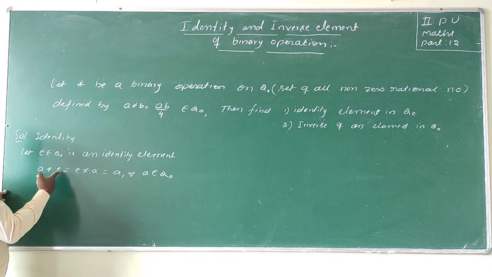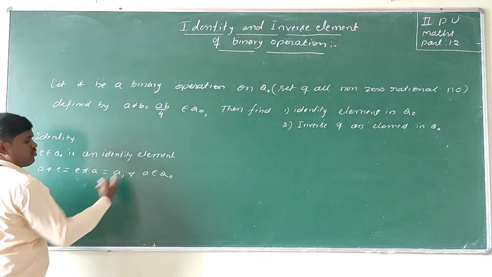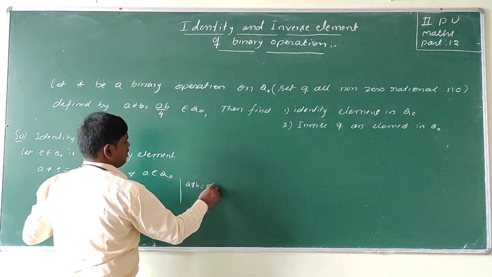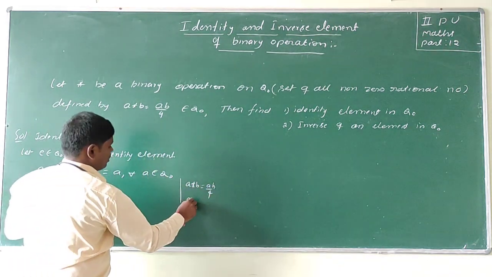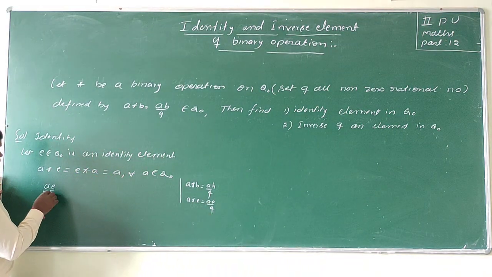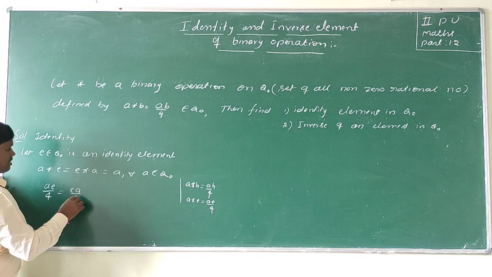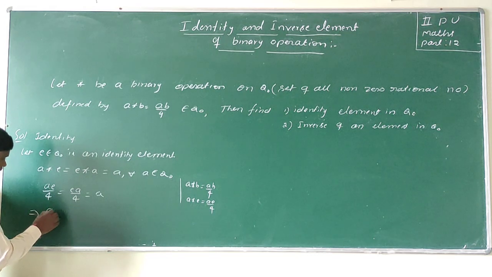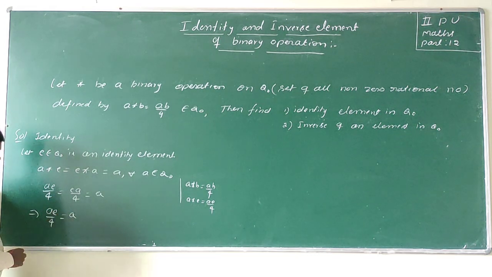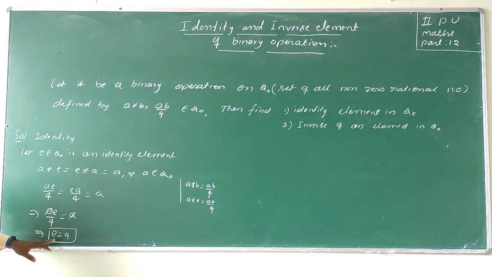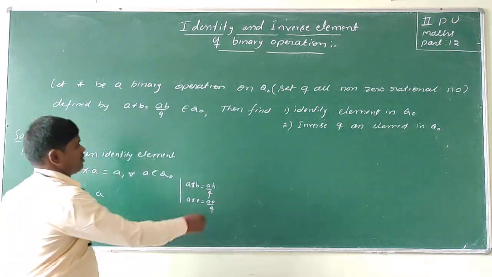So then A star E is equal to E star A is equal to A for all A belongs to Q naught. A star B is equal to AB by 4. So therefore A star E is equal to AE by 4, that is AE by 4 is equal to A. So equate any two, this implies AE by 4 is equal to A. A can cancel, so this implies E is equal to 4. So therefore the identity element of this binary operation is E is equal to 4.